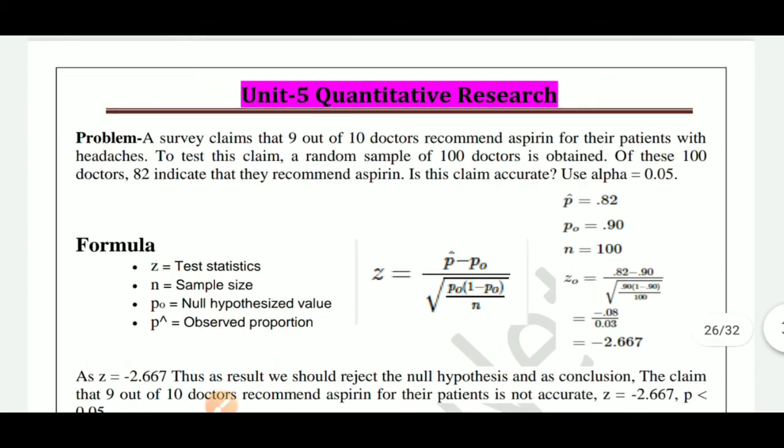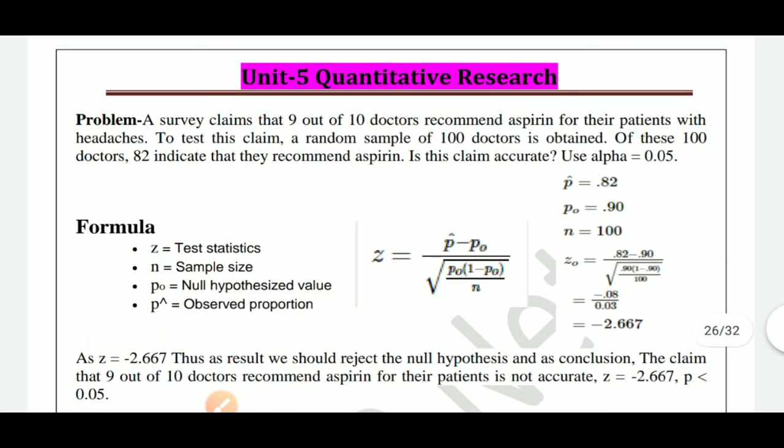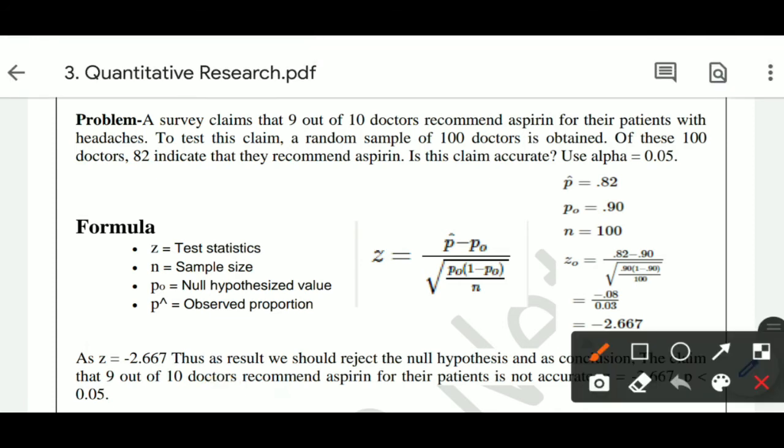Like a survey conducted, and the survey claimed that 9 out of 10 doctors recommended aspirin for their patients with a headache. So some patients have a headache, so the doctor recommended the aspirin tablet. And this claim that 9 out of 10 doctors recommend this medicine. To test this claim, a random sample of 100 doctors is considered, and out of 100 doctors, 82 said that they recommended the aspirin. So now, is the claim accurate or not?